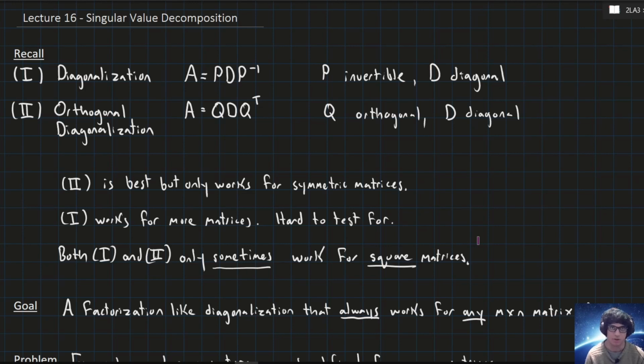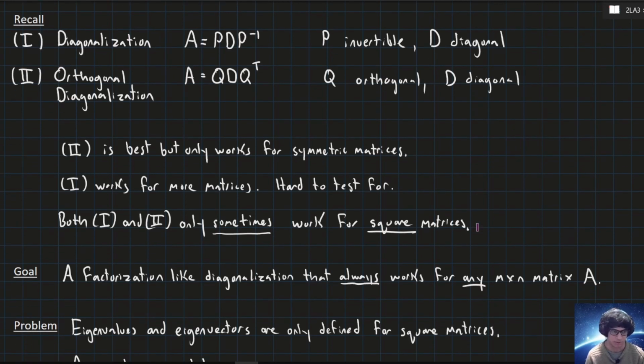So what we want to come up with, or the idea, is to maybe loosen some of the restrictions that we have here and get a factorization that is like diagonalization, but always works for any size matrix, okay? Not just square matrices, but rectangular matrices that are non-square as well. Okay, so that's a lofty goal considering how sort of finicky diagonalization is, but that's our goal now.